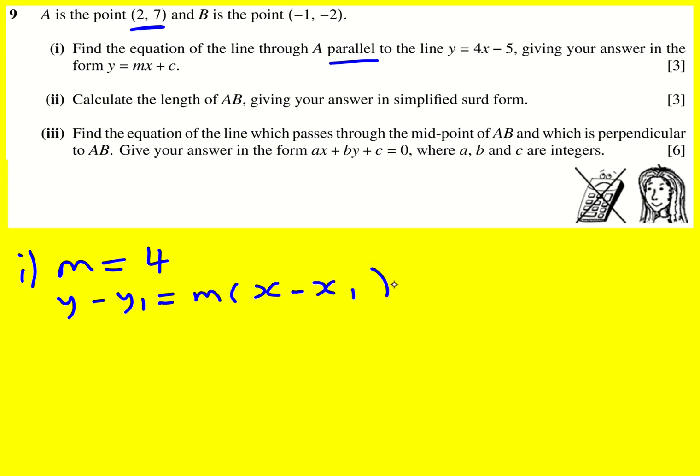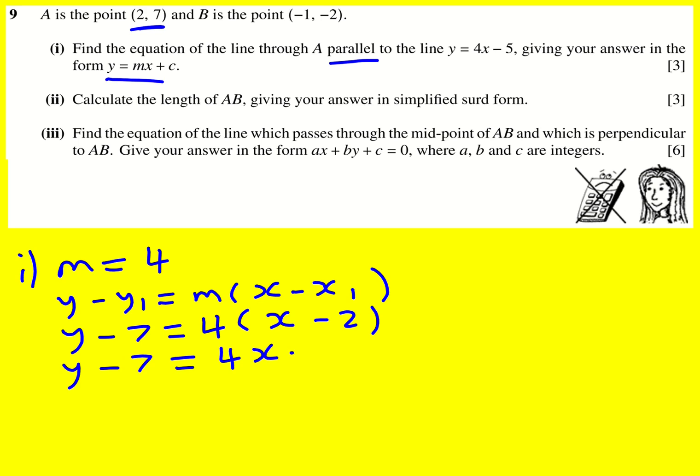By far the best formula to use for a straight line equation rather than y equals mx plus c, because you have to work out c and so on, whereas here I can just chuck in the coordinates. So y minus 7 is equal to 4 times (x minus 2). Now you might say, all right, it asks me to write it as y equals mx plus c, but it's better. y minus 7 is equal to 4x minus 8. Just add 7 to both sides. y equals 4x minus 1. Done.